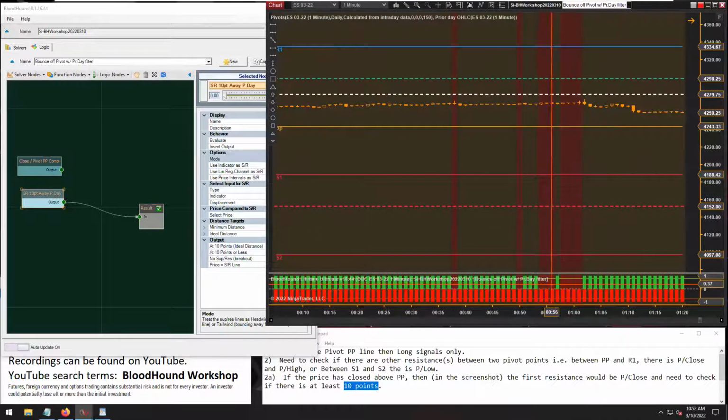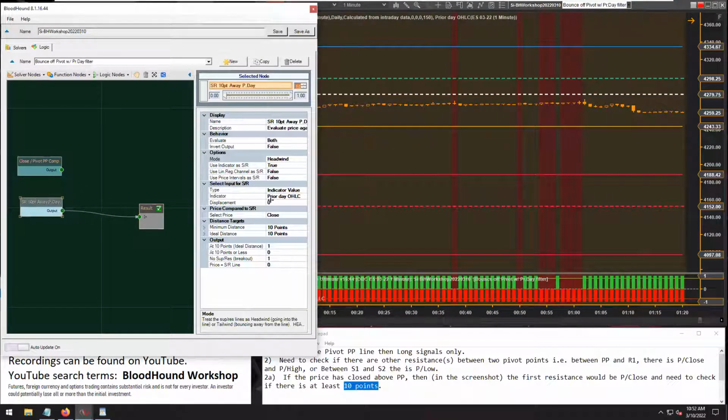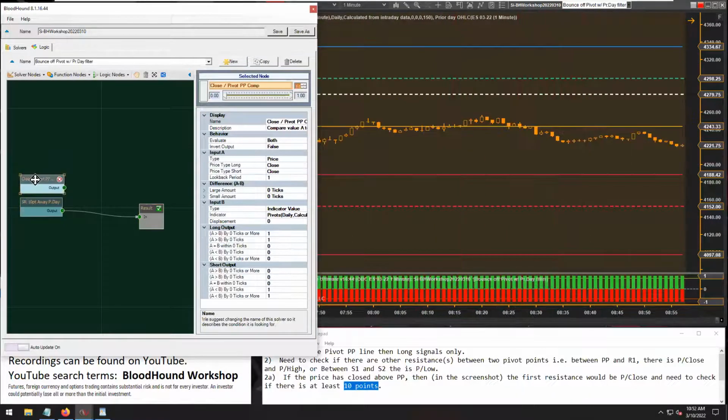And same thing over here. We have a couple of bars where the closing price is within 10 points of the prior day close, right? So there you go. The way we have it set up, we know it's working. So those two requirements there.